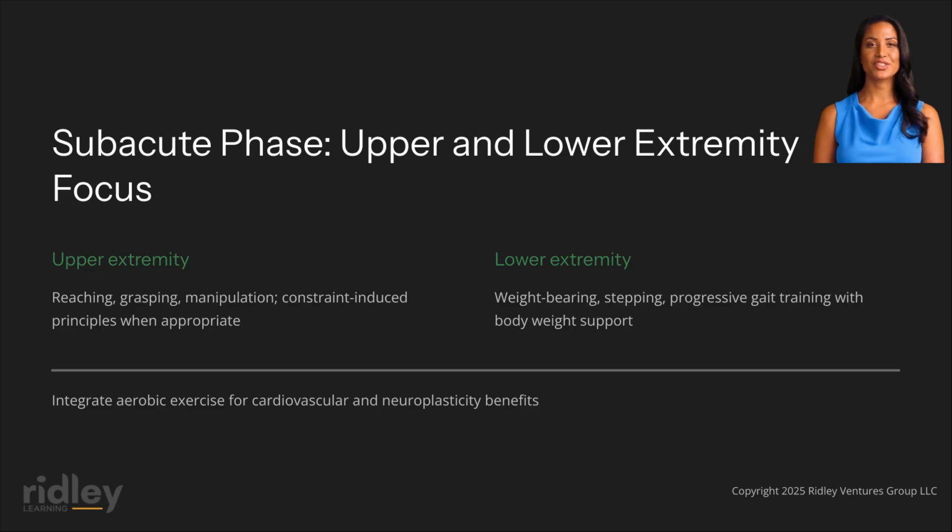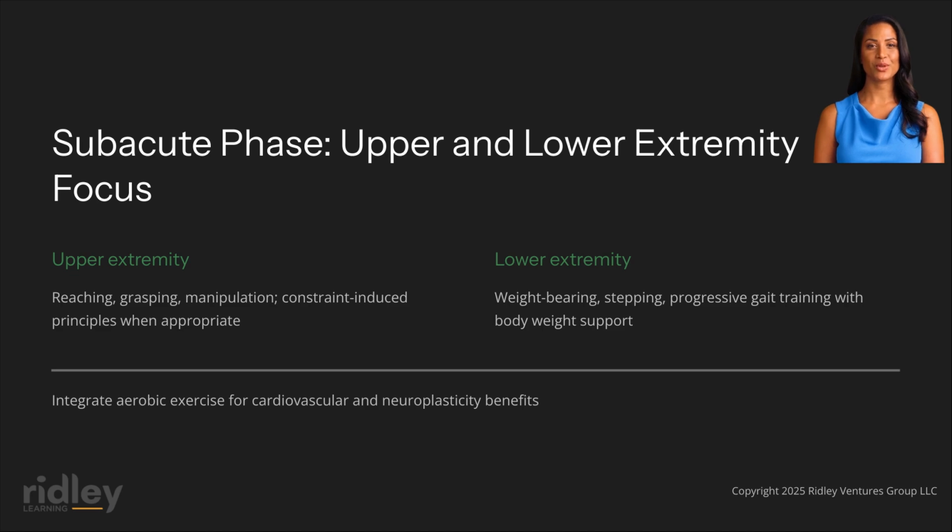Upper extremity rehabilitation during the subacute phase emphasizes reaching, grasping, and manipulation activities that address the fine motor control deficits that most significantly impact independence in activities of daily living. For patients with severe upper limb paresis, constraint-induced movement therapy principles may be applied, encouraging use of the affected limb through structured practice protocols while limiting compensatory use of the less affected side.